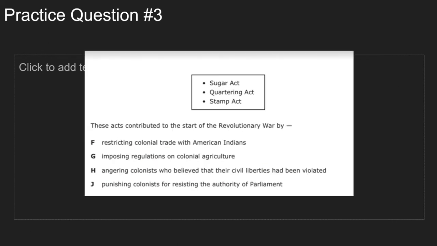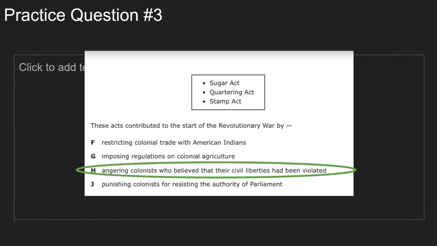All right, you have the Sugar Act, the Quartering Act, the Stamp Act. These acts contributed to the start of the Revolutionary War by, press pause, here's your answer. They contributed to the start of the Revolutionary War by angering colonists who believed that their civil liberties had been violated. We don't have the ability to vote, so why should we be taxed? Again, no taxation without representation, please.